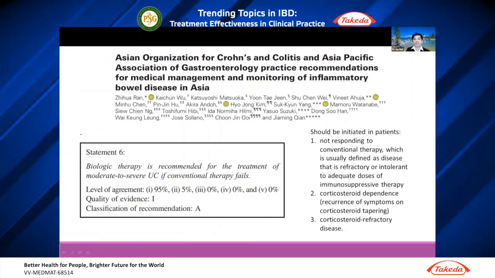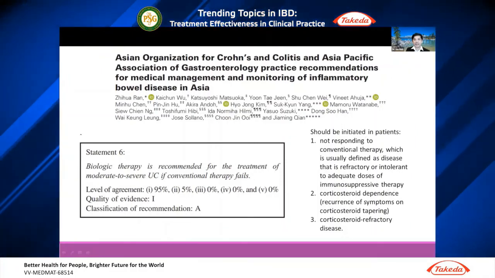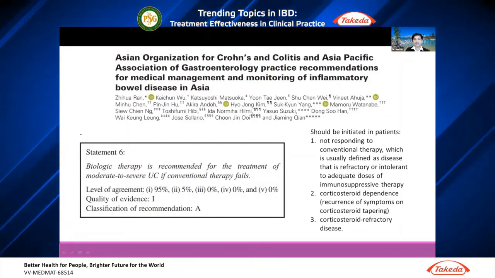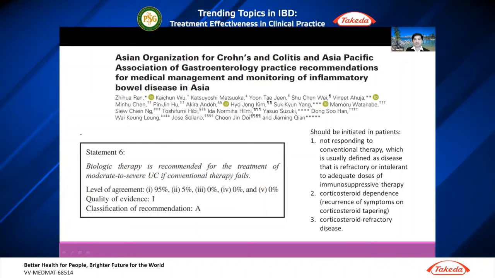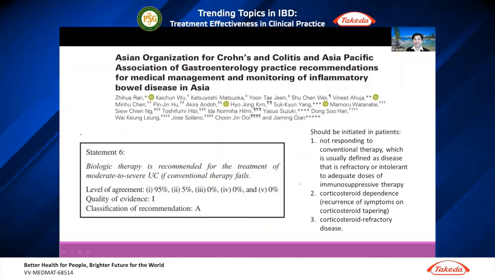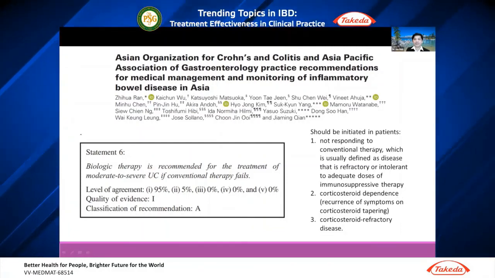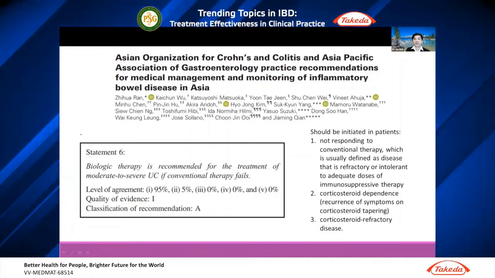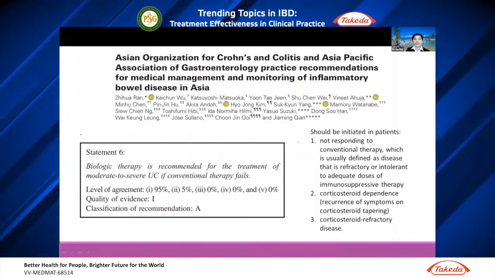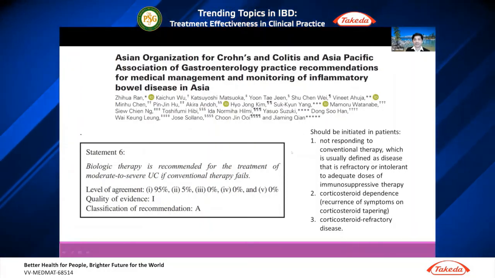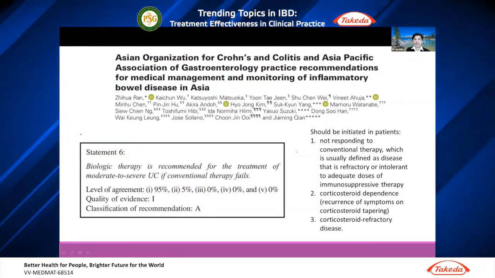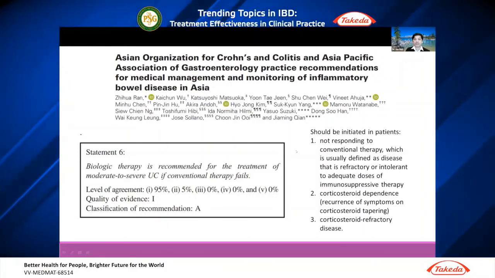So biologics should be initiated in patients not responding to conventional therapy, which is usually defined as a disease that is refractory or intolerant to adequate doses of immunosuppressive therapy. Number two, if they exhibit corticosteroid dependence. So that means they have recurrence of symptoms on corticosteroid tapering. Usually when you reduce your prednisone to 10 milligrams or less, they start having recurrence of their symptoms. And every time you taper them to that dose, their symptoms flare up. So that is corticosteroid dependence.